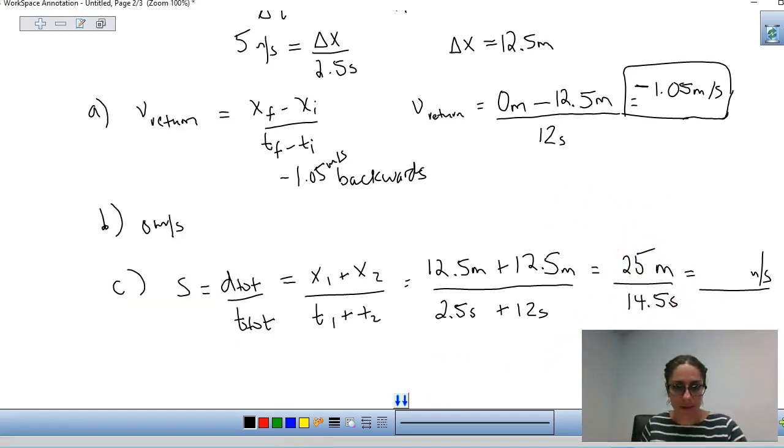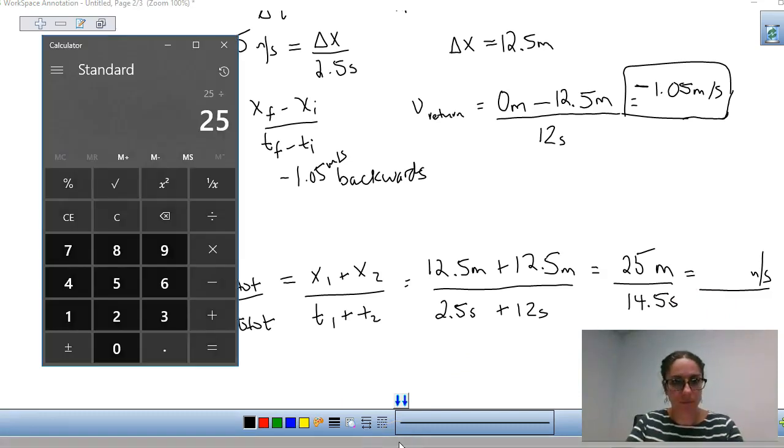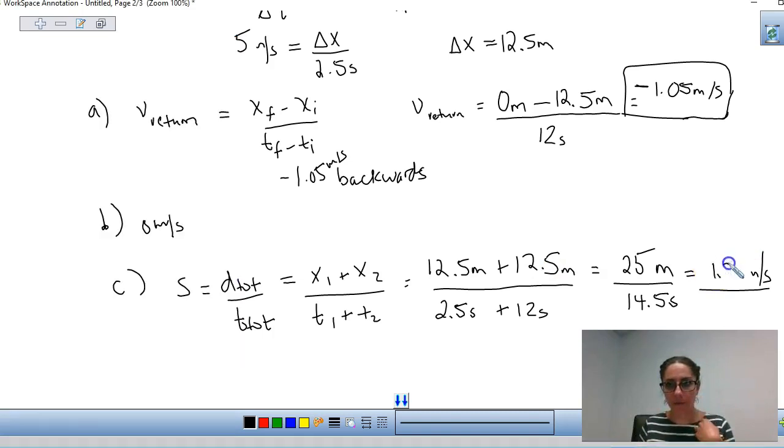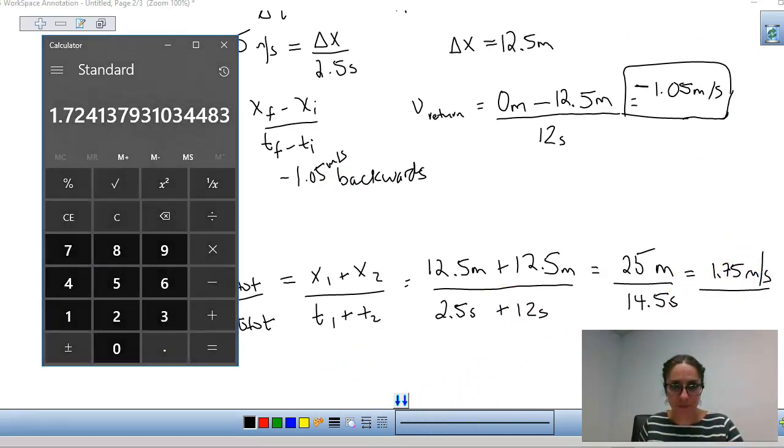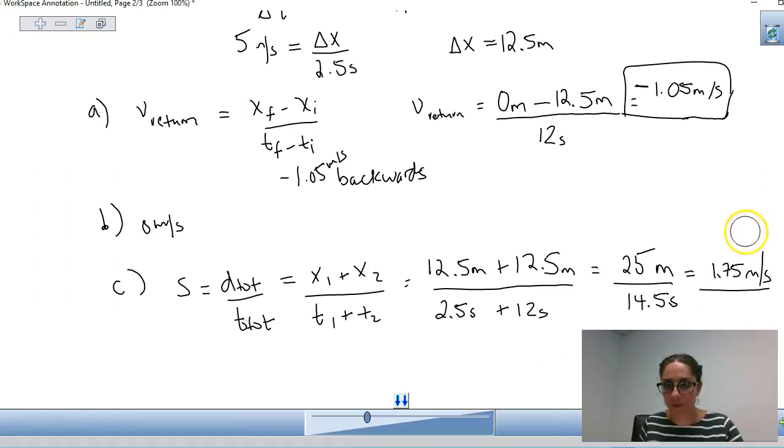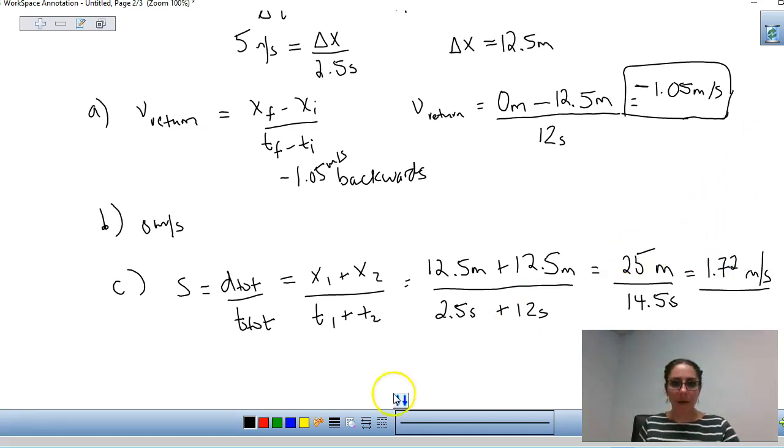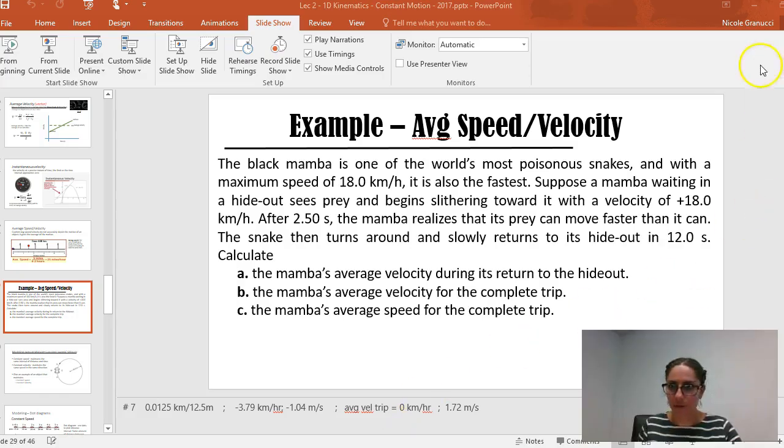Okay, and then lastly, 1.72. There we go. Now my answers should match. 72. Let's make them all match, okay? There we go. Everything works out okay as long as you use the right numbers.